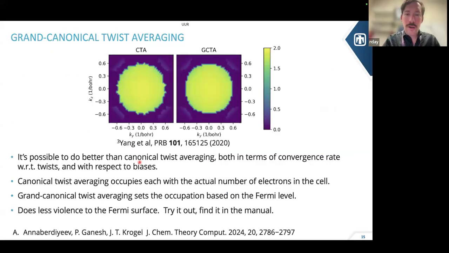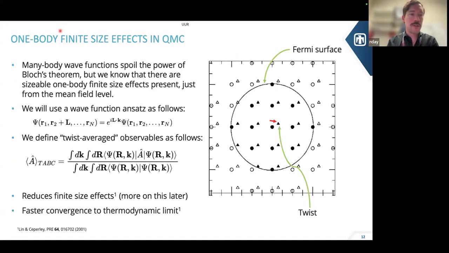For completeness, we're not going to talk about this in the lecture today, or in the labs or for the rest of this lecture, but I do want you to know about an alternative twist averaging scheme, which is called grand canonical. Grand canonical because what happens is, all right, let's take a look at this.